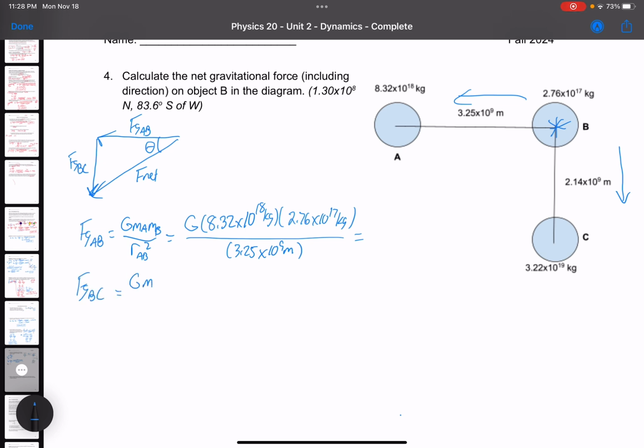So G, mass of B, mass of C, and then the distance between the two of them. So G, 2.76 times 10 to the 17 kilograms. Not sure why that's in the exponent. It shouldn't be. The unit should be down below, but I'm sure we all know that. And the distance between them, 2.14 times 10 to the power of 9.